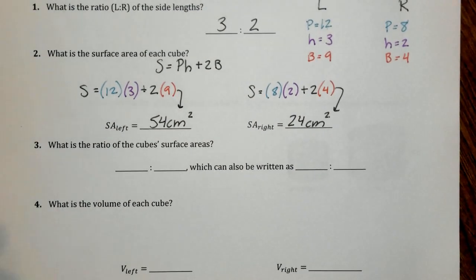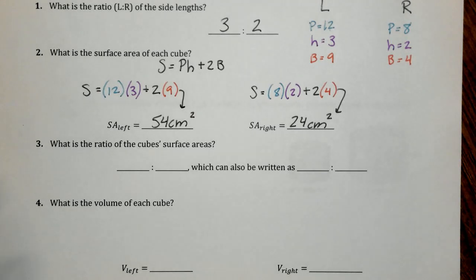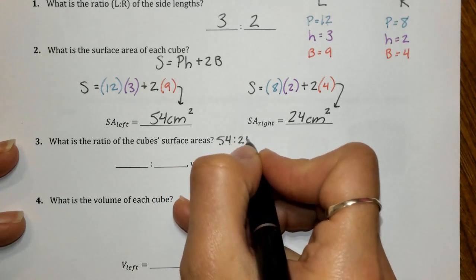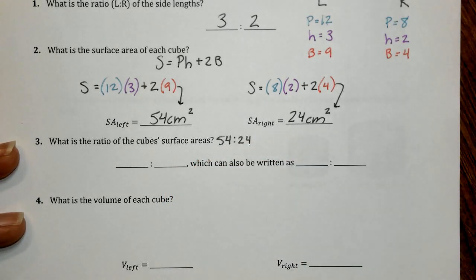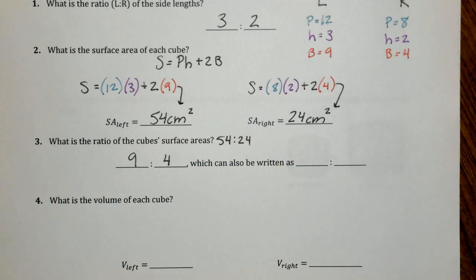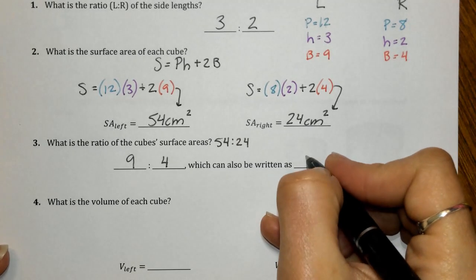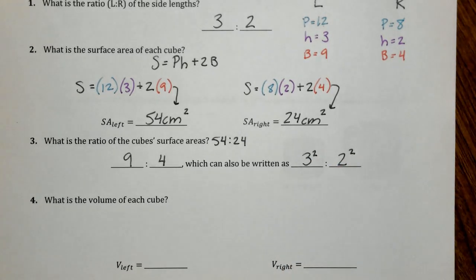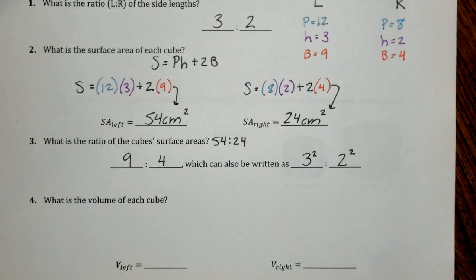What is the ratio of the cubes' surface areas? Well, to start off with, from left to right, we have 54 to 24. These are going to simplify. Remember, with ratios, we need to simplify them all the way down. It's going to simplify to 9 to 4. And if you take the square root of each of these, 9 becomes 3 squared, and 4 becomes 2 squared. So just like area, exactly like area, surface area is going to be squaring your side lengths. And we'll look at that on the next page.